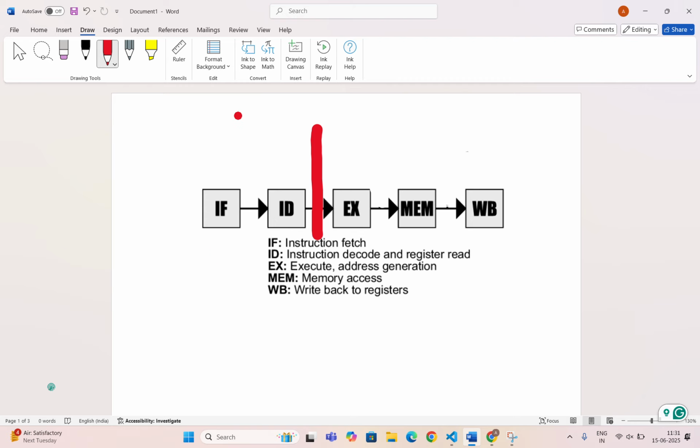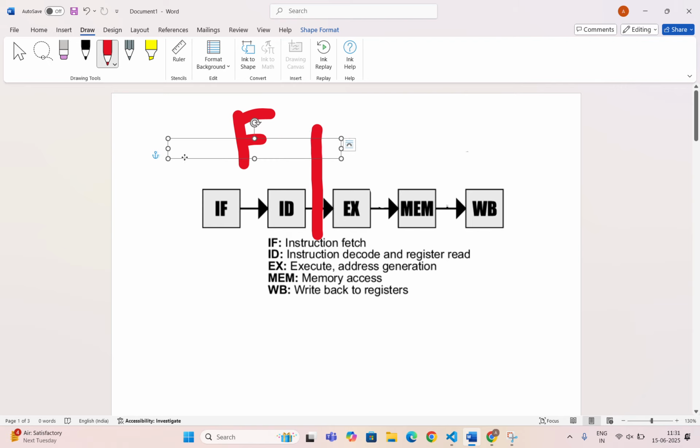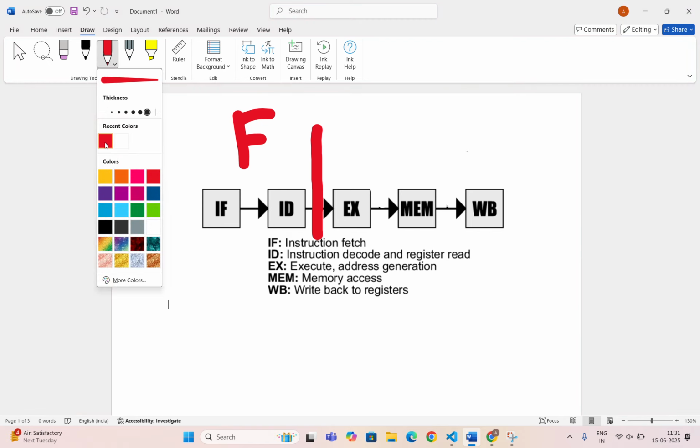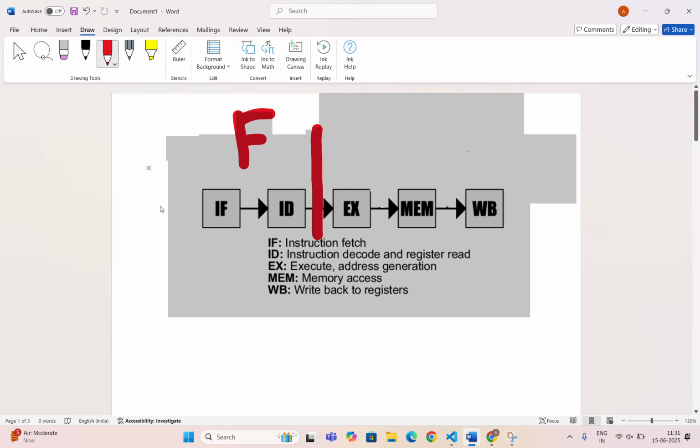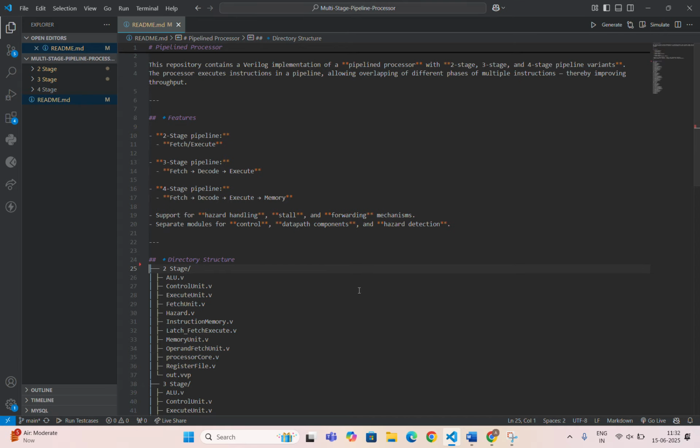The first stage is the fetch stage, and the second stage is the execute stage. So these are the 2 stages, fetch and execute, in a 2 stage pipeline processor. Now I will show the demonstration of the 2 stage processor.